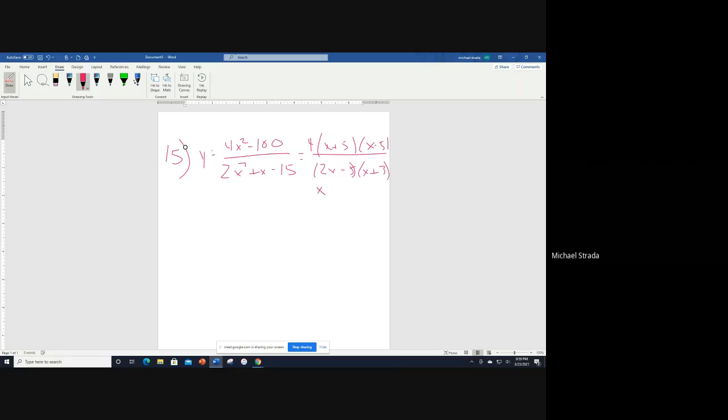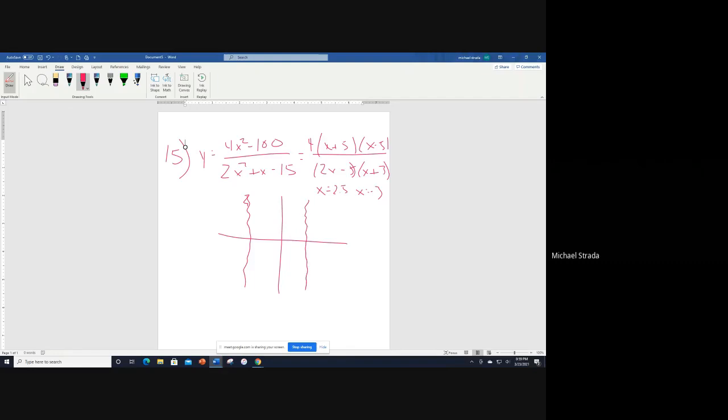x equals 2.5 is a vertical asymptote there. x equals negative 3 is a vertical asymptote there. So I'm going to graph those. There's my negative 3 asymptote, and there's my 2.5 asymptote.